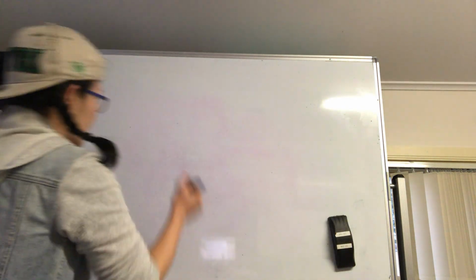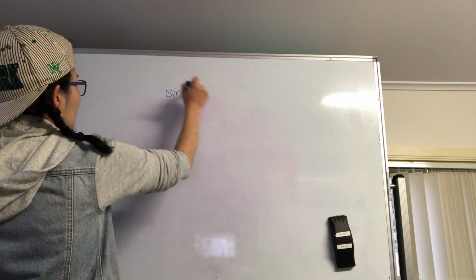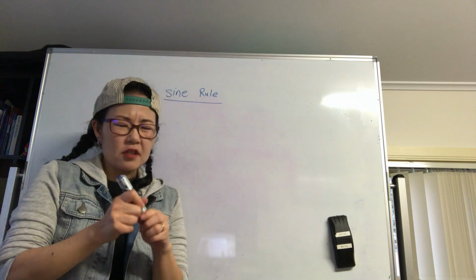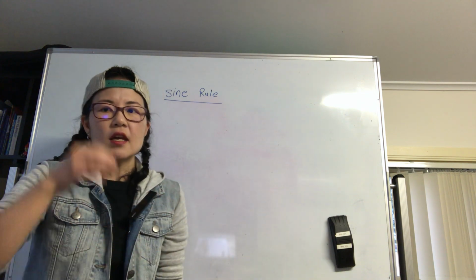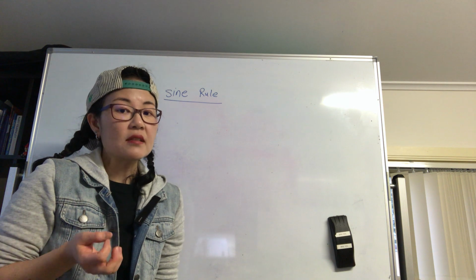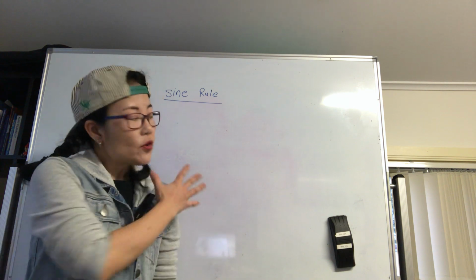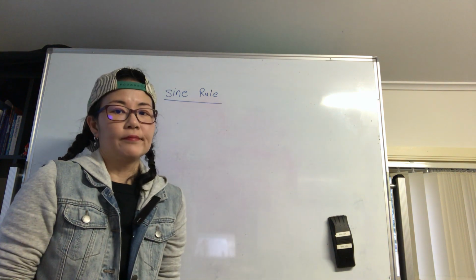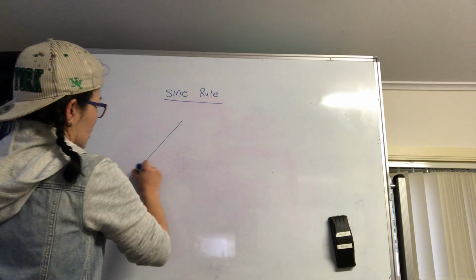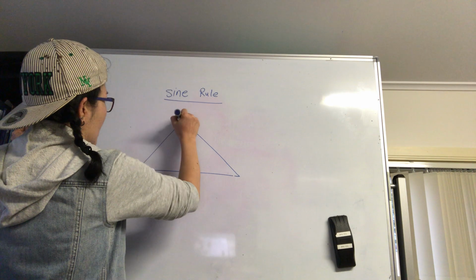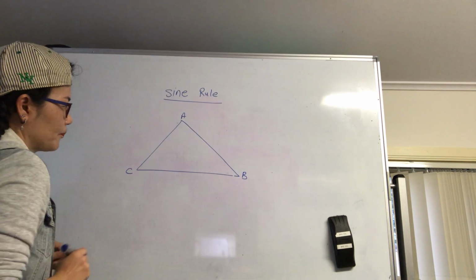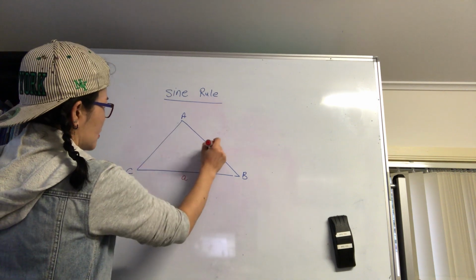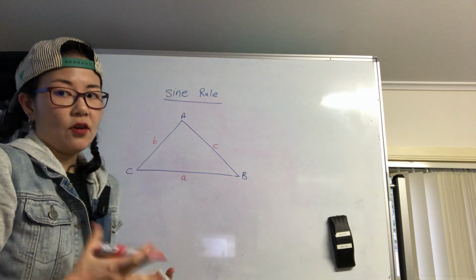Now sine rule, guys. Before we do sine rule, let's have a look. Sine rule and cosine rule are the second part of trigonometry, which means non-right-angled triangles. All these rules that we are about to use are for triangles with no right angle. If I sketch a triangle like this, A, B, C, I'm going to label the sides with little a, little b and little c.